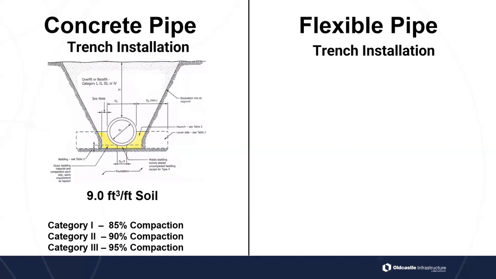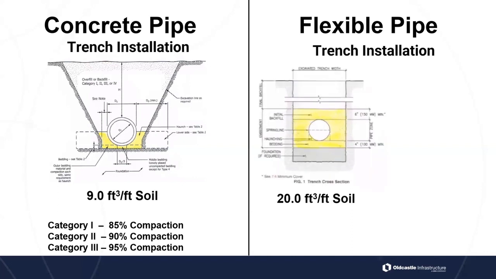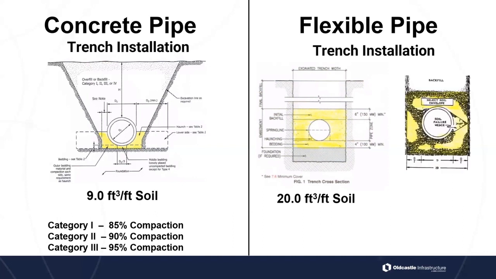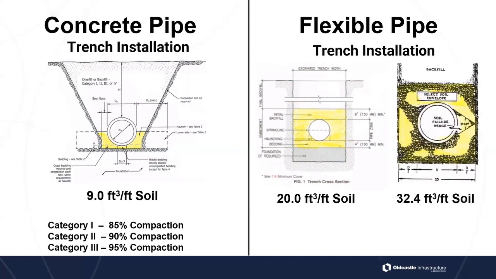Okay. Now, with flexible pipe, in order to build this trench correctly with the pipe backfill, we need 20 cubic feet of soil per linear foot of trench. So that's 20 cubic feet of soil per linear foot of trench. Now, if we have poor soils and we need to look at widening that to twice the diameter of the pipe, now it goes up to 32.4 cubic feet per foot of soil.